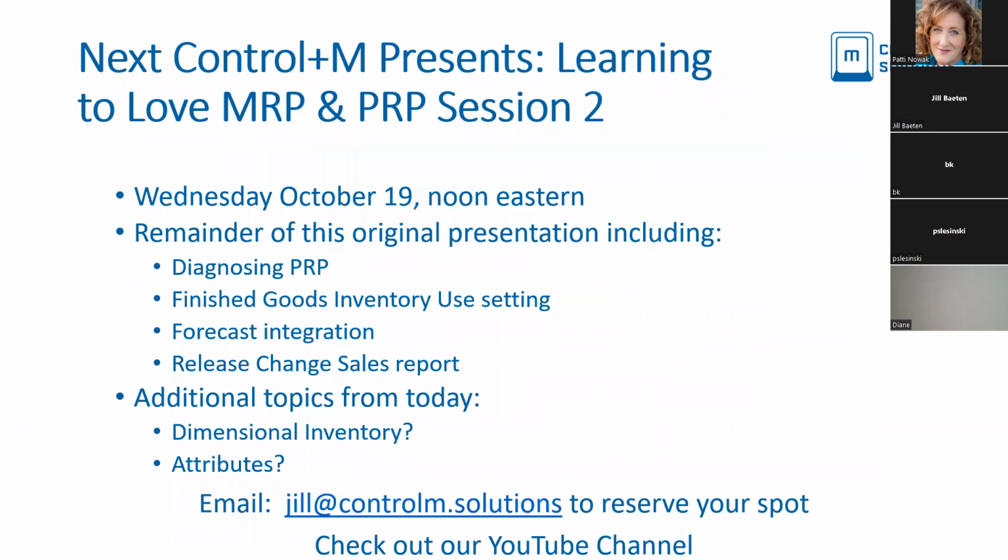So a week from today at noon Eastern, we're going to go through the rest of this presentation. If you can imagine, this was half of what we were going to cover. We're going to cover diagnosing PRP. We're going to cover the setting finished goods inventory used, because Plex throws it as an error, but I think it's not really an error. It's more a style decision. We're going to talk about forecast integration and release change sales report. And what I wanted to know is, does anyone have any additions to the subjects on here?